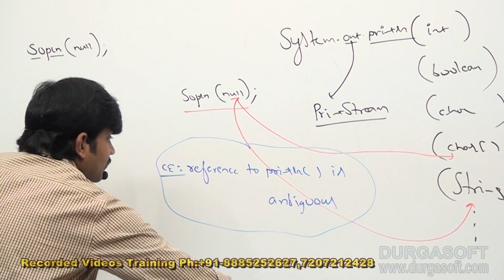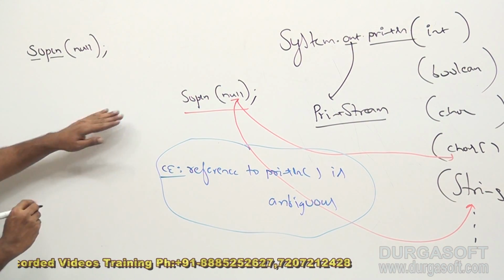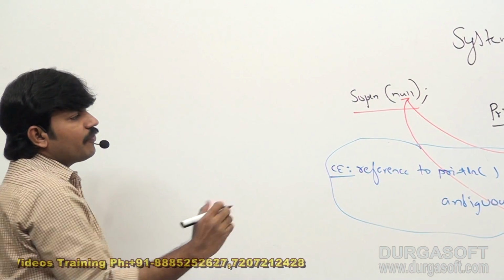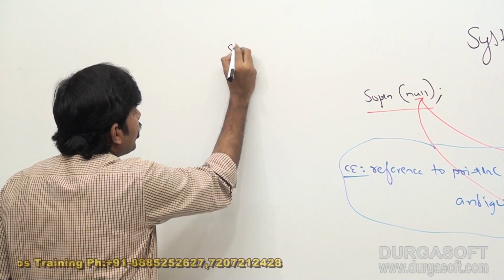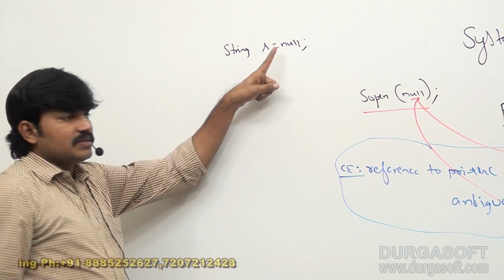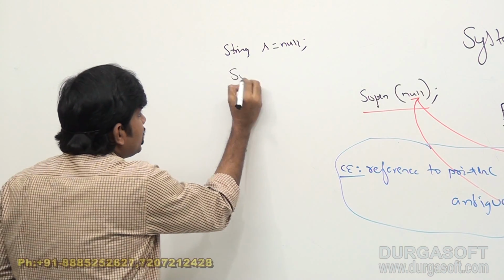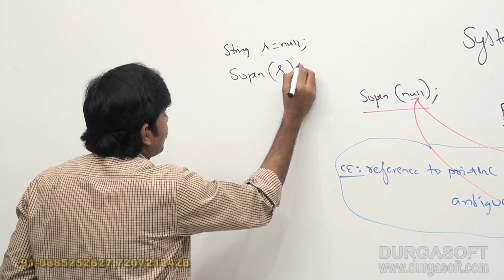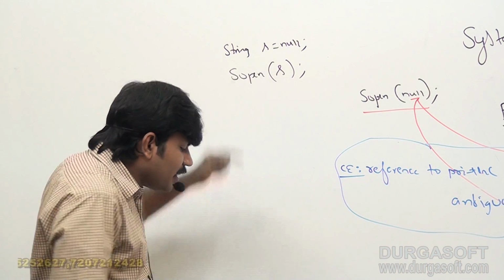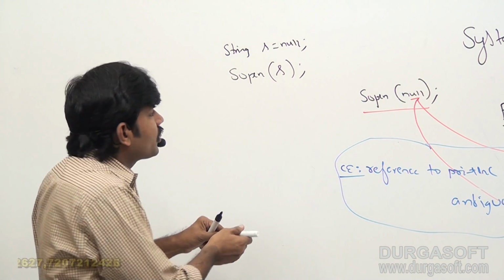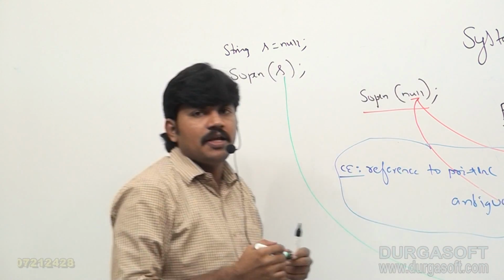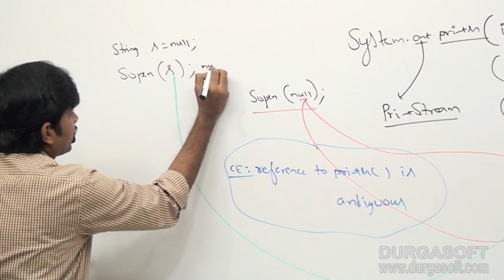If I consider String s is equal to null, and then System.out.println of s. Now s is what type? String type. In this case, the string argument method is going to be matched. Happily, we are going to get the null value, sir.